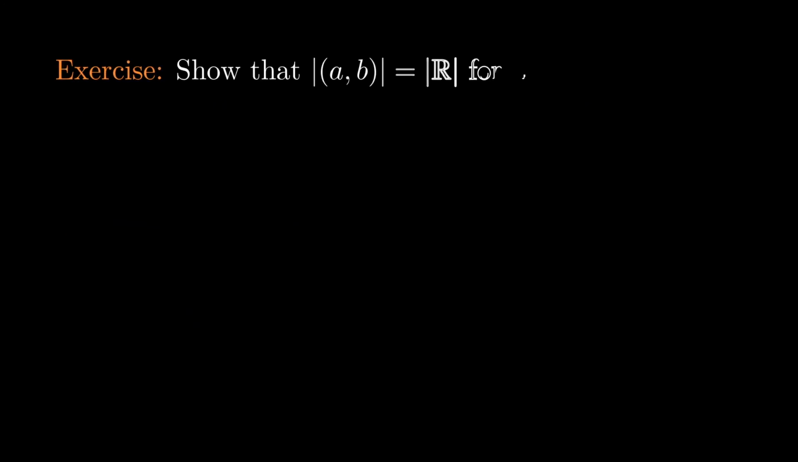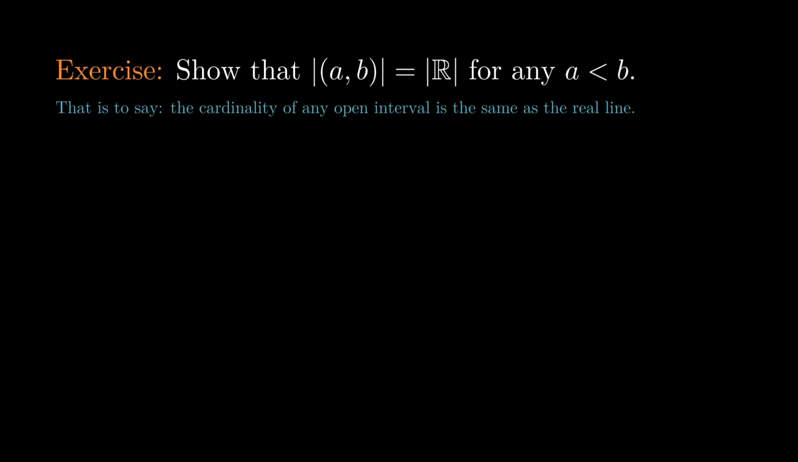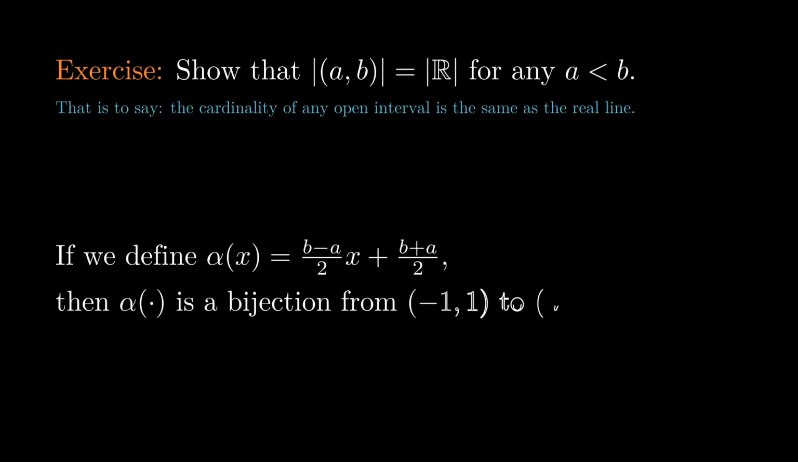Now let us generalize the last example a little bit, and show that the cardinality of any open interval is the same as the real line. So here's how we do this. Let's first define alpha of x to be the linear function ((b minus a) over 2) times x plus ((b plus a) over 2). That's obviously a linear function. Its graph gives us a line, and as long as its slope is non-zero, it gives a bijection. But of course, as long as b does not equal a, the slope is non-zero.